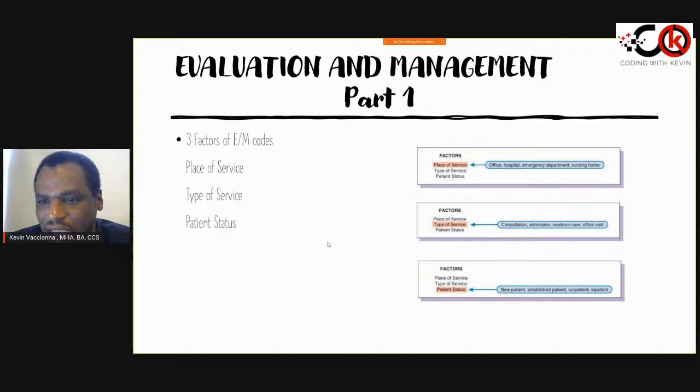That's what I would want everyone to practice before you get into that book. Make sure you have your three factors of E&M codes open up. Okay, so place of service, type of service, patient status. You identify that in the medical record that you're looking at, and then you go for it.